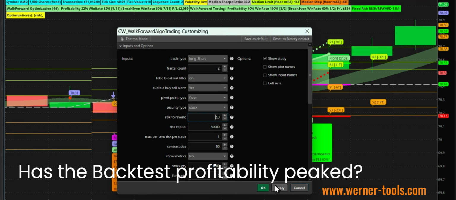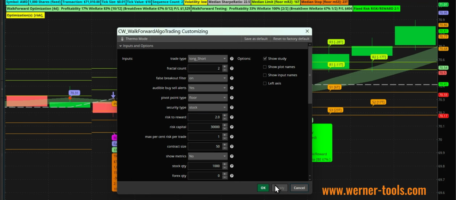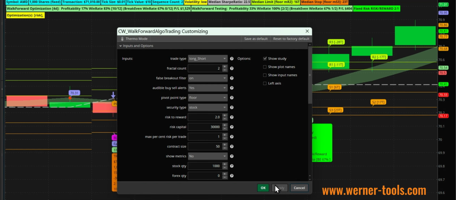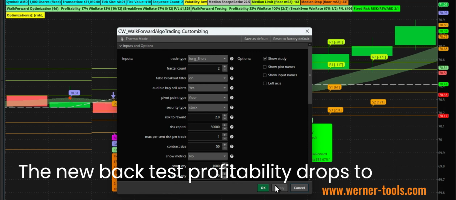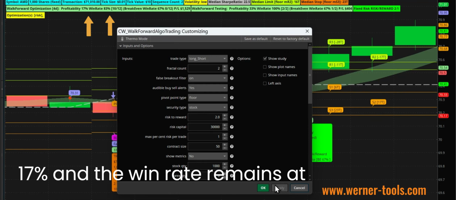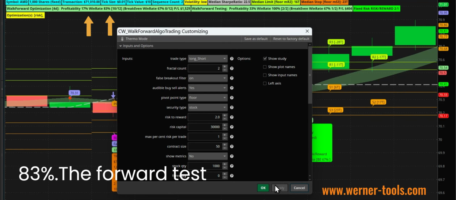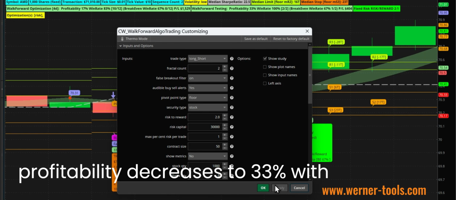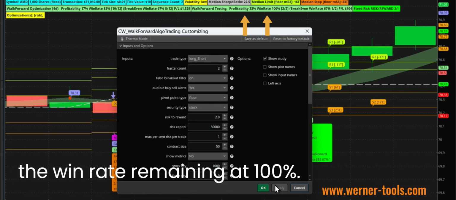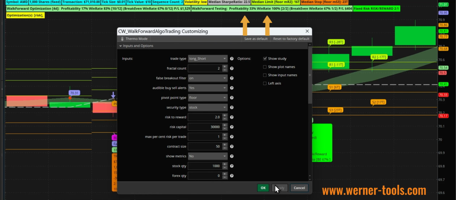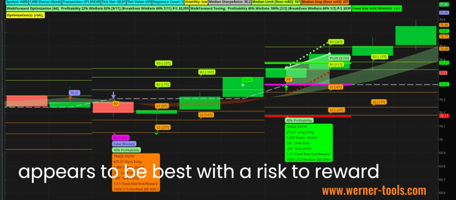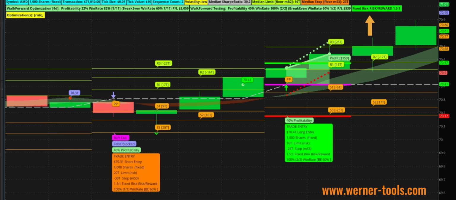Has the backtest profitability peaked? To find out, I'll increase the risk to reward to 2.0 to 1. The new backtest profitability drops to 17% and the win rate remains at 83%. The forward test profitability decreases to 33% with the win rate remaining at 100%. The profitability has peaked and it appears to be best with a risk to reward of 1.5 to 1.